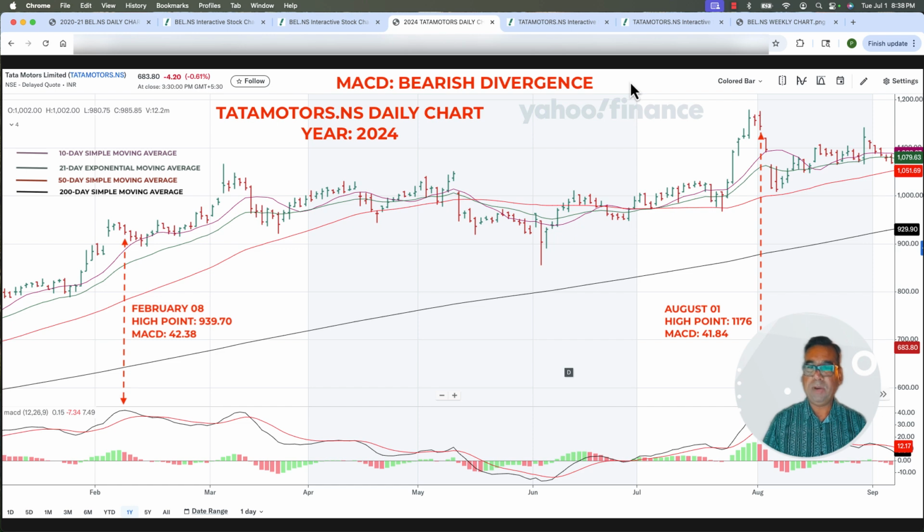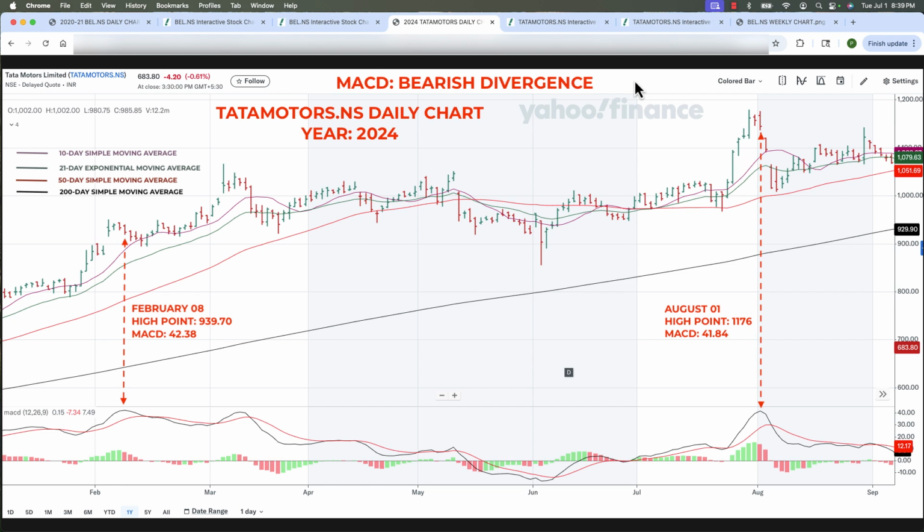Now compare that with August 1st. High point is 1176. Compare that with 937.70. It's almost 230 points above February high point. But MACD line is not making new high. MACD line was 42.38 on February 8th. On August 1st, it's 41.84. So this is a classic case of bearish divergence. Price goes up, but MACD line does not.